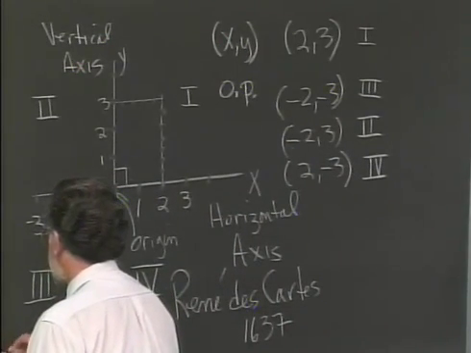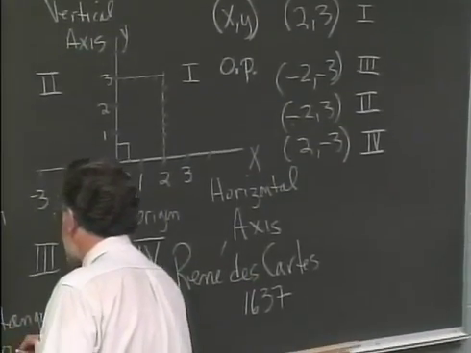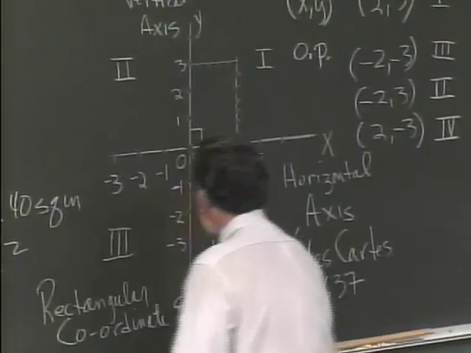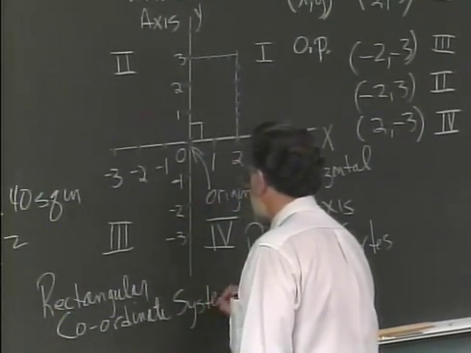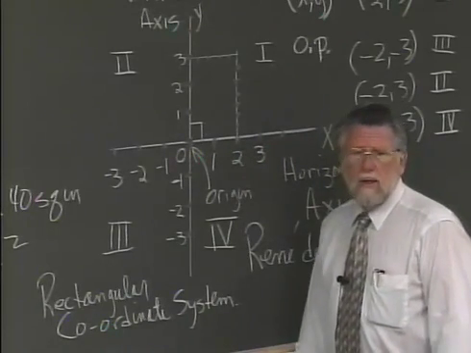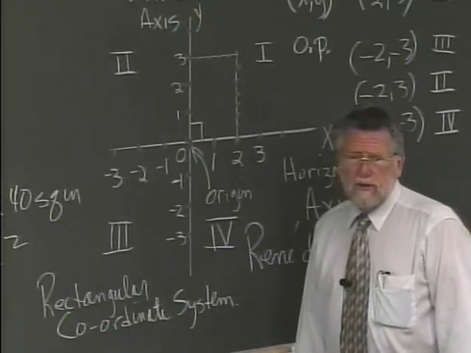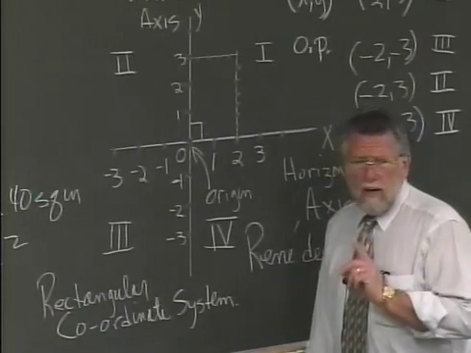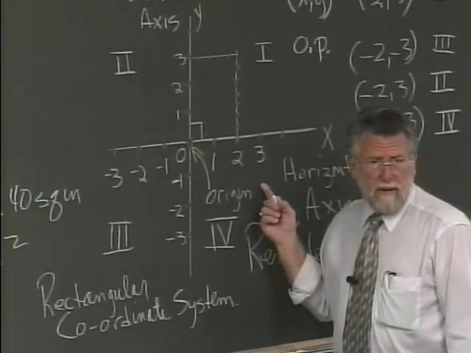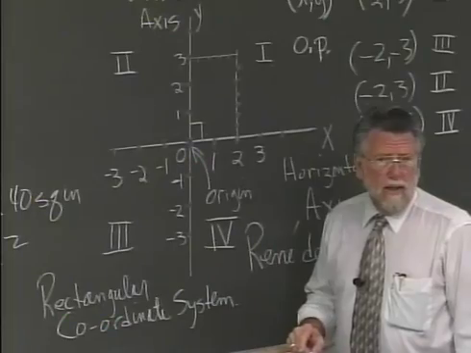Rectangular coordinate system. So that's what this is called, a rectangular coordinate system. And here's the critical issue. Every ordered pair I get, there's a point on this graph. And for every point you see, there's an ordered pair.